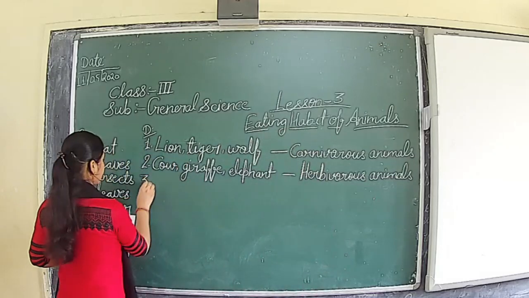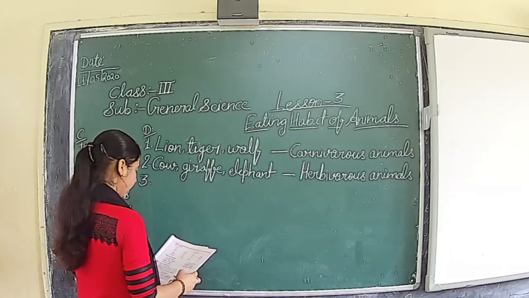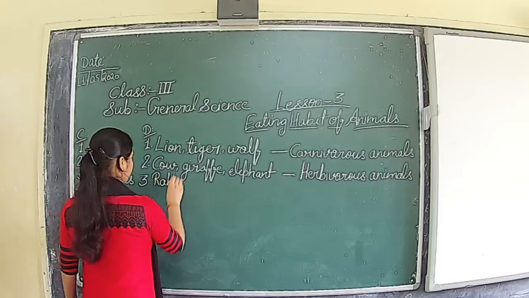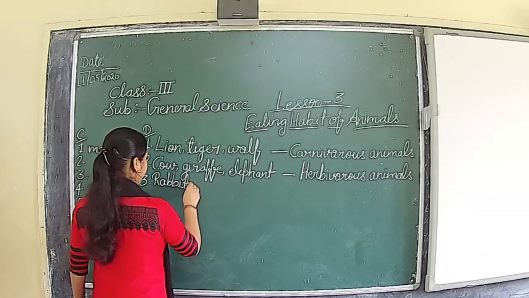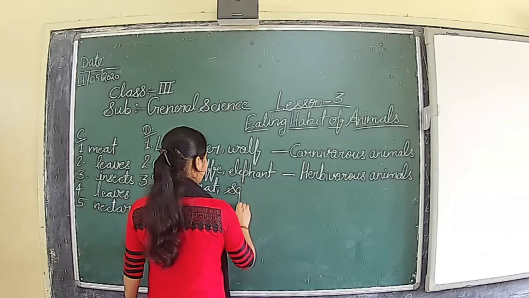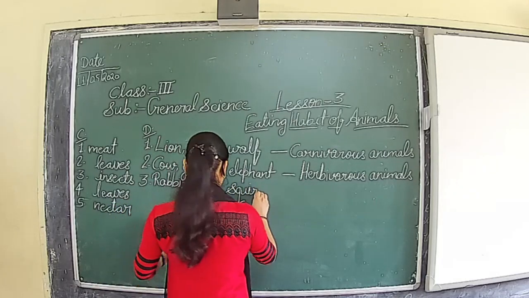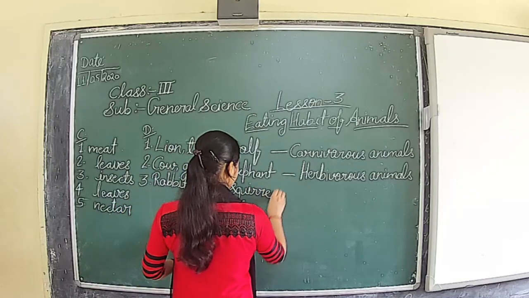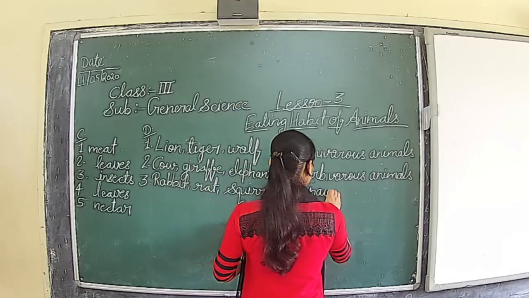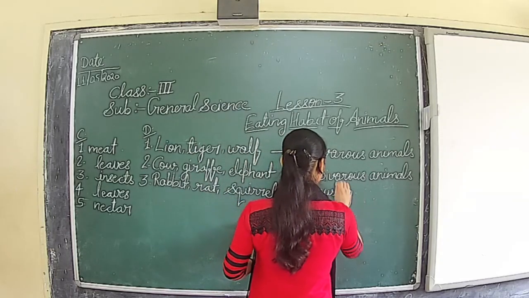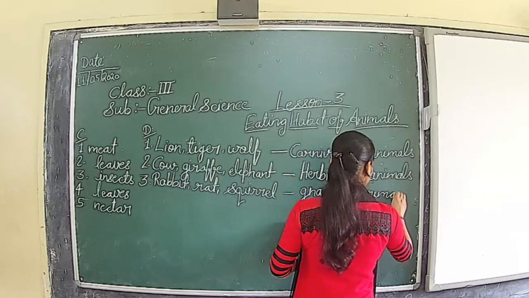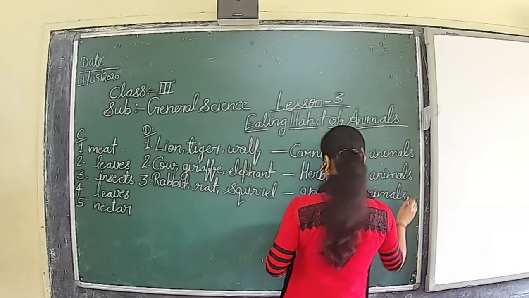Then next, third one is the rabbit, rat and squirrels are gnawing animals. Yes. Rabbit, rat and squirrels, they are the gnawing animals. Nothing else but the gnawing animals. Here the G is silent. So they are the gnawing animals. Okay.